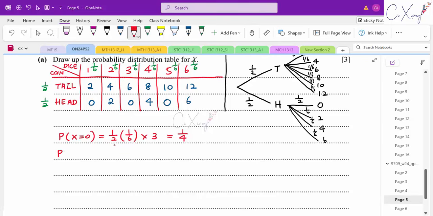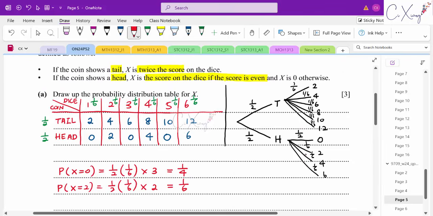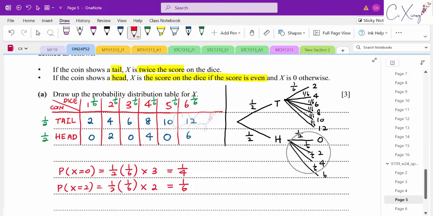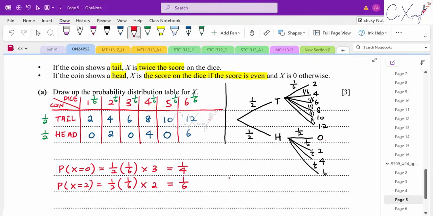Okay, then after that, my next score is X equals to 2. For X equals to 2, I'm having 2 values of 2 in the table, right? This is 1 over 2 multiplied by 1 over 6. Same thing happens for this one. So you can directly multiply with a 2. So by right, you should have 1 over 6. But if you are using the tree diagram, then you have to see where your 2 is coming from. So it should be 1 over 2 times 1 over 6 plus another 1 over 2 times 1 over 6. So if you are using the tree diagram, this is your calculation, right? And by using the table, this is how we calculate it.